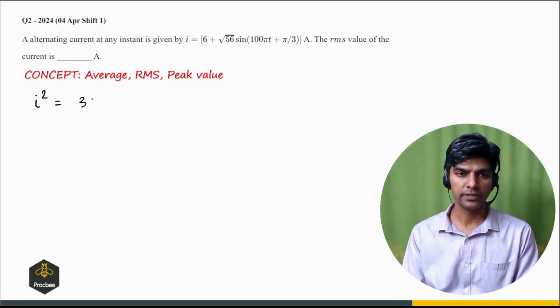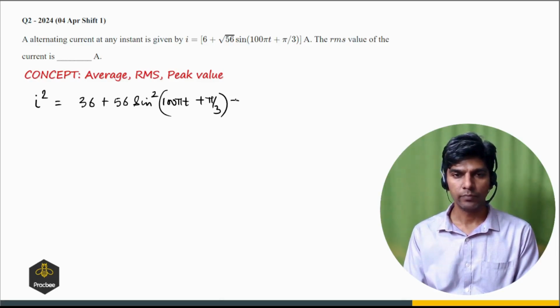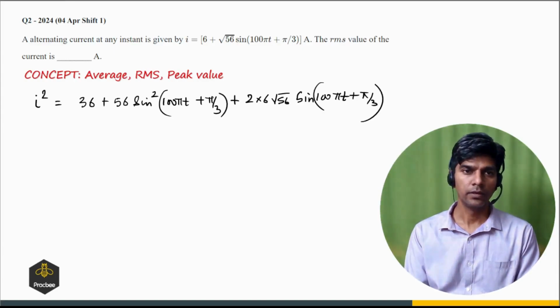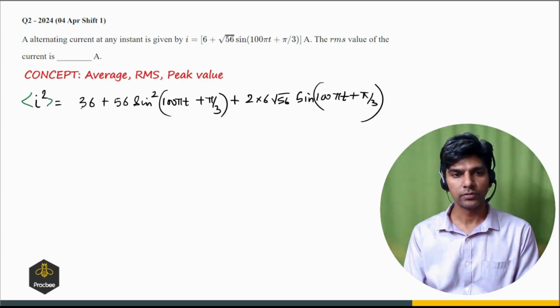So it will be 36 plus 56 sine square (100 pi t plus pi by 3) plus 2 times 6 times root 56 sine (100 pi t plus pi by 3). Now what you have to do? You have to take the average of all the terms. So 56 is constant, so we have to find the average of sine square. Since 2 times 6 times root 56 is constant, we have to find the average of the sine function.